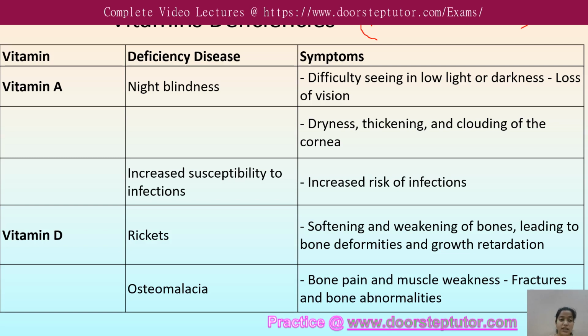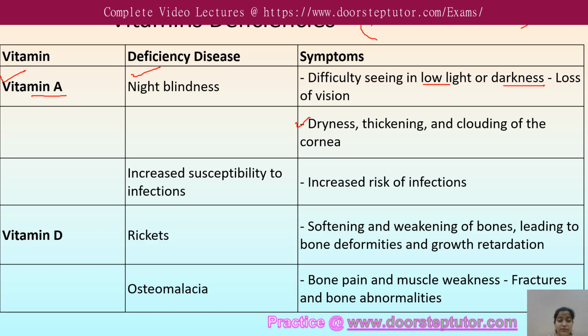Like vitamin A. When I talk about vitamin A, it is associated with people having night blindness. Night blindness means such people are not able to see under low light, or basically under darkness. So they lose their vision at night, or they lose their ability to see things in low light, right? Such people also suffer from dryness of the eye, and thickening and clouding of the cornea. So their eyes also become dry, right? That is also a deficiency of vitamin A.